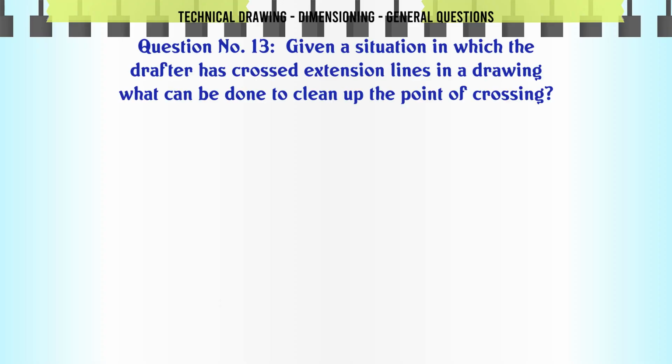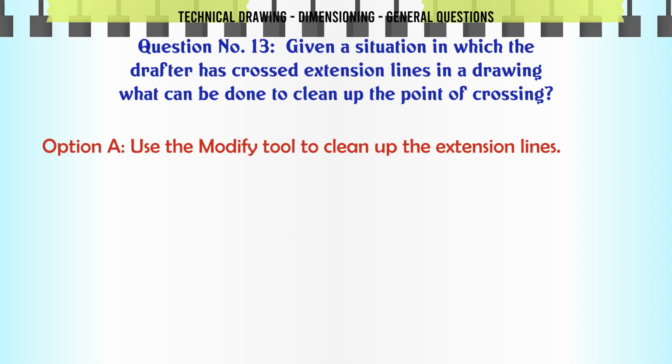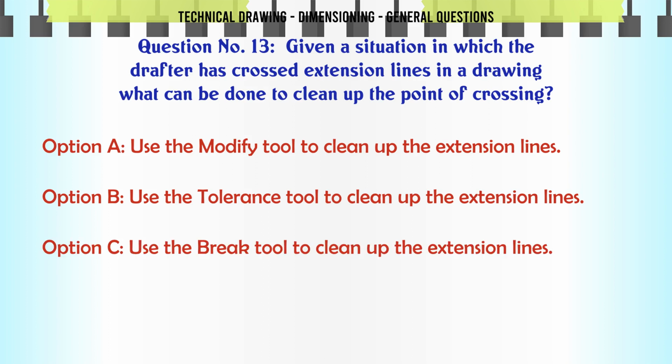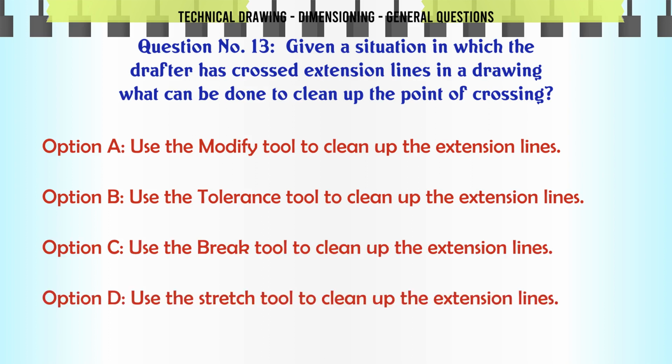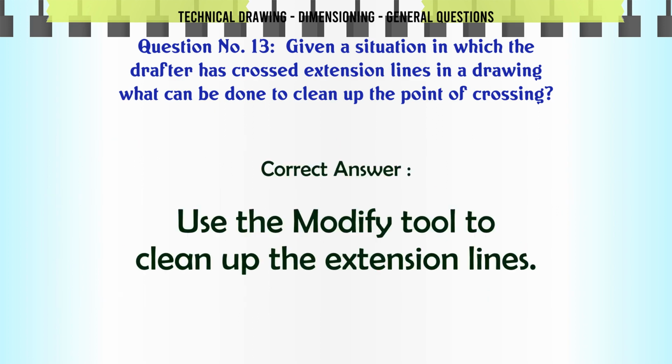Given a situation in which the drafter has crossed extension lines in a drawing, what can be done to clean up the point of crossing? A. Use the Modify tool to clean up the extension lines. B. Use the Tolerance tool to clean up the extension lines. C. Use the Break tool to clean up the extension lines. D. Use the Stretch tool to clean up the extension lines. The correct answer is use the Modify tool to clean up the extension lines.